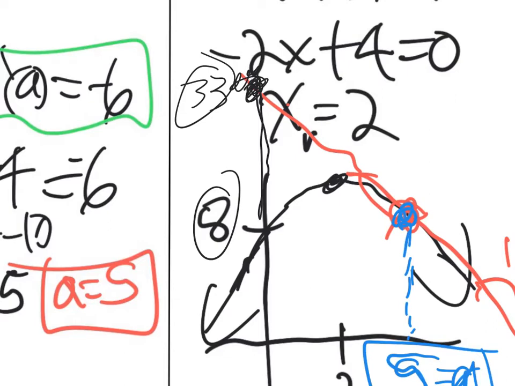Okay, folks, so again, rewind, look that over. That's your type 2 tangent problem.